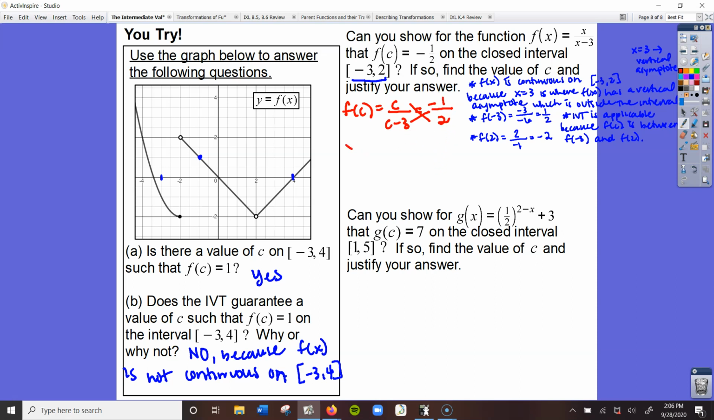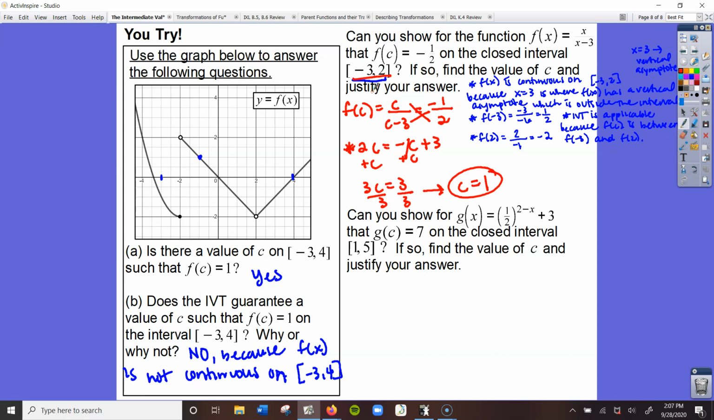So now this would give me the equation 2 times c, which is 2c, is equal to negative 1 times c minus 3, which makes it negative c plus 3. And now I can solve for c. So I'm going to add c to both sides, and I get 3c is equal to 3. And then we divide by 3. So c is equal to 1. And see that c is equal to 1 is within my interval negative 3 to 2.